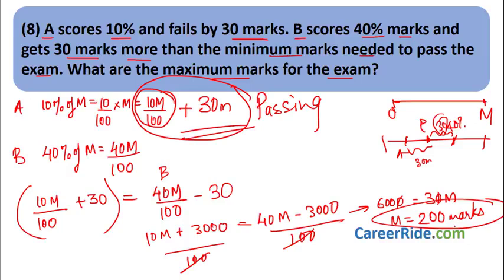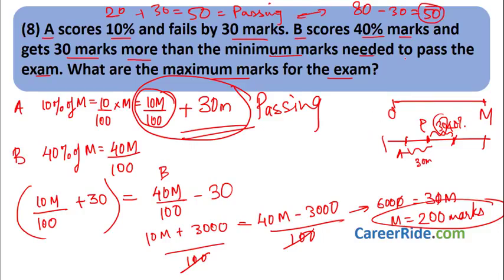Let's check whether we have calculated properly or not. 10% of 200 is what? So A will get 20 marks. He fails by 30 marks. So 20 plus 30 is 50. So 50 is the passing marks, right? As per A's condition. Now B gets 40% marks. Okay, what is 40% of 200? It is nothing but 80 marks, right? And B also gets 30 marks more than minimum marks. So subtract 30. What do we get? 50. So this should be passing marks. So that is same as this.